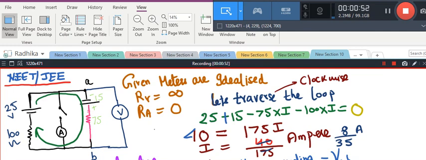Calculate the current, and the goal of the question is to find the voltage across AB. What is the reading in the voltmeter? So if you see, the reading in the voltmeter will be VA minus VB.